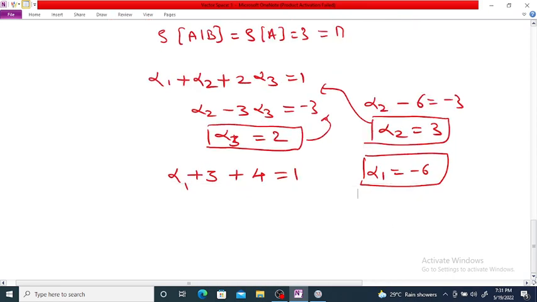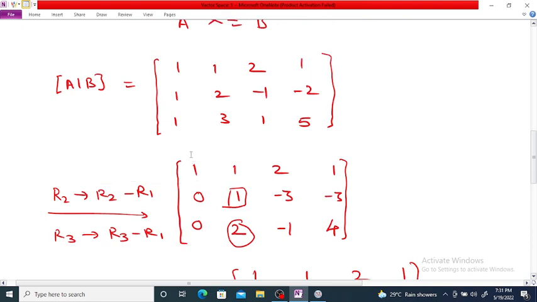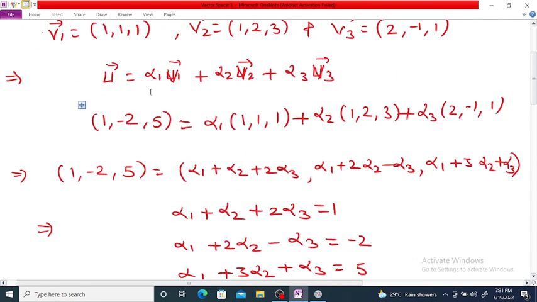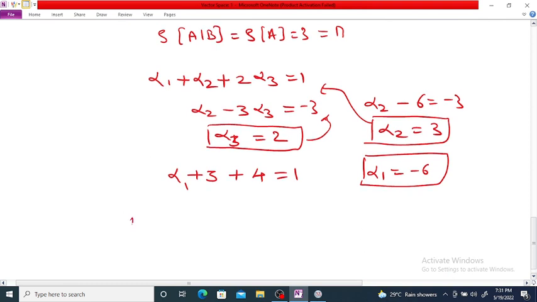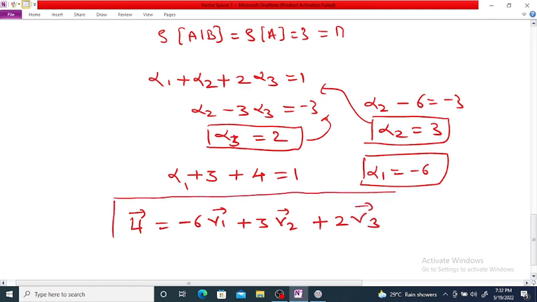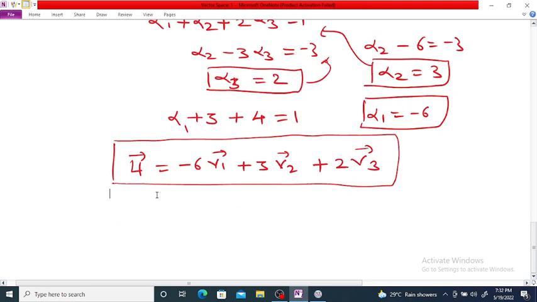So from this we can say that there exist alpha 1, alpha 2, alpha 3. Therefore we can write u bar is equal to alpha 1 v1 bar, so minus 6 v1 bar, plus alpha 2, so 3 times v2 bar, plus alpha 3, 2 times v3 bar. And therefore we can express u bar as a linear combination of v1 bar, v2 bar and v3 bar.